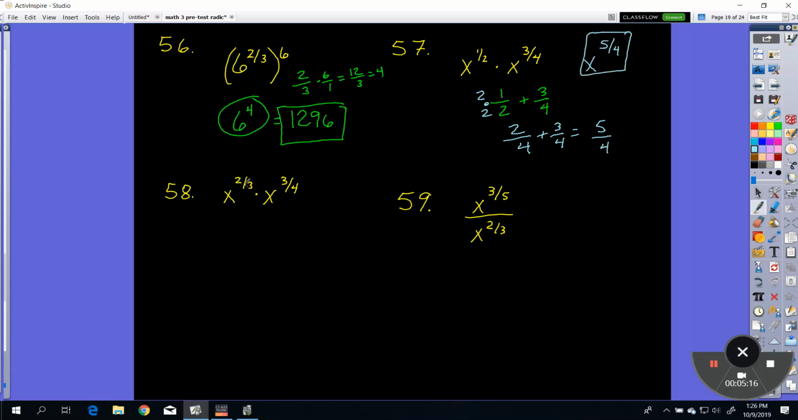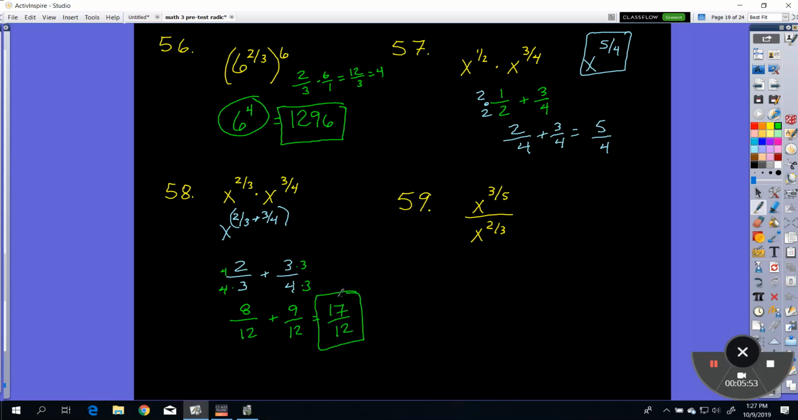28, same idea. The bases are the same. You have powers, so really you're going to add these exponents together. So 2/3 plus 3/4, the common denominator of 3 and 4 is 12. So I multiply this one by 3, multiply this one by 4. So I have 8/12 plus 9/12, which makes 17/12. That's not my answer, that's the power. So it's x to the 17/12.